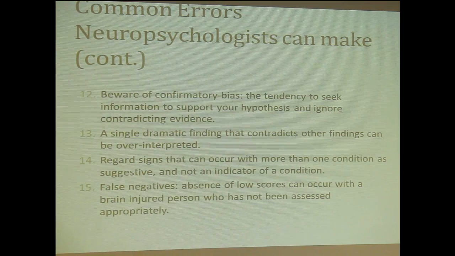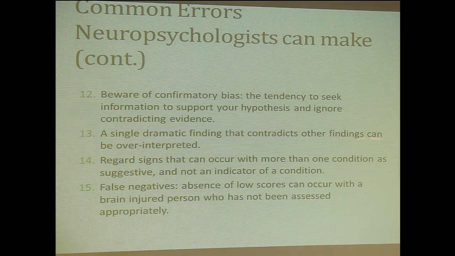These points, by the way, are now in addition to that Russell Bauer article, and these you'll find in LESAC. A single dramatic finding that contradicts other findings can be overinterpreted. If it's a one-off or funny little score, you can look at it very carefully, but don't overinterpret it. Regard signs that can occur with more than one condition as suggestive and not an indicator of a condition. So, if somebody has a certain difficulty and it matches with a certain disorder, but it also matches other disorders, it doesn't mean they have this disorder. You've got to bear in mind that it could match other disorders.